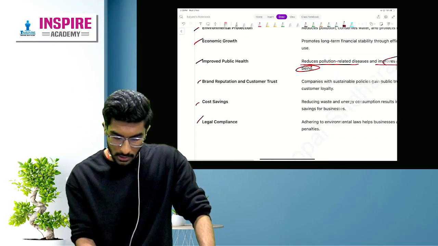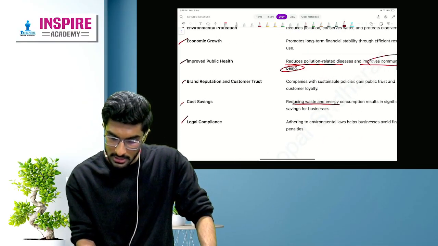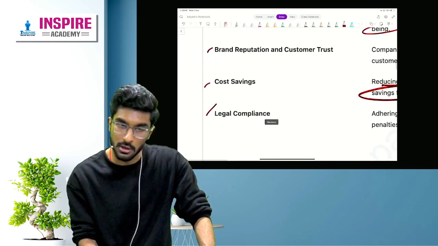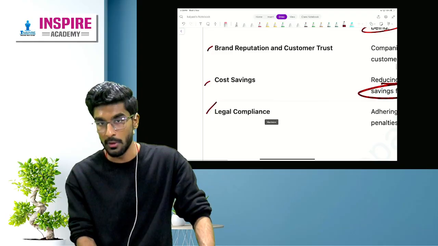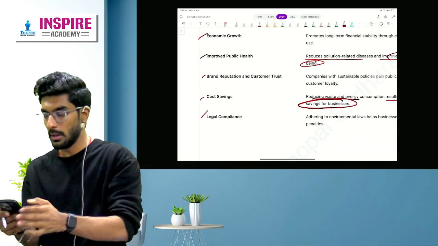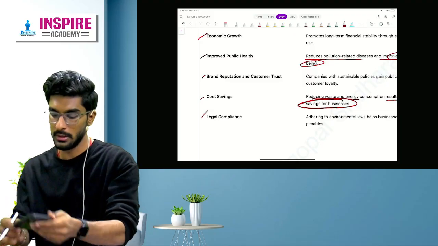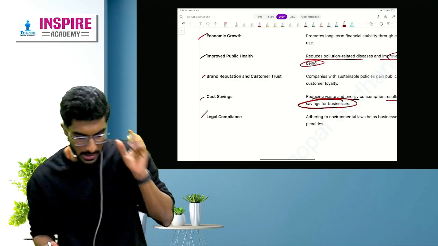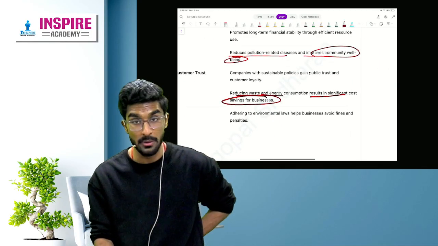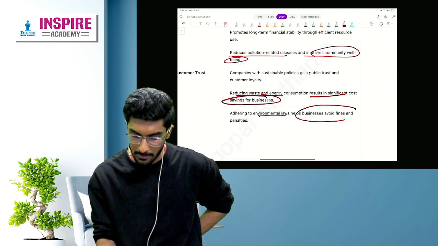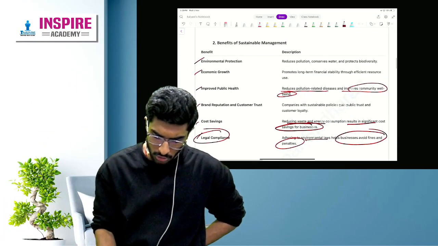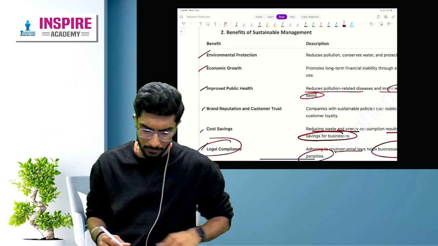And reducing waste and energy consumption results in significant savings for businesses. If I purchase an EV right now, even though it might be costly for me right now, in the long run, it's going to be very, very economically favorable. Yes or no, people? And last is legal compliance. I will be following the environmental laws that help businesses avoid unnecessary fines and penalties. So how many points are there? 1, 2, 3, 4, 5, 6.